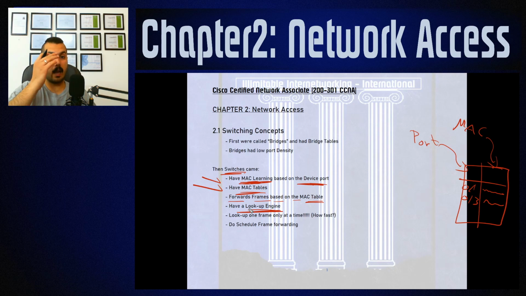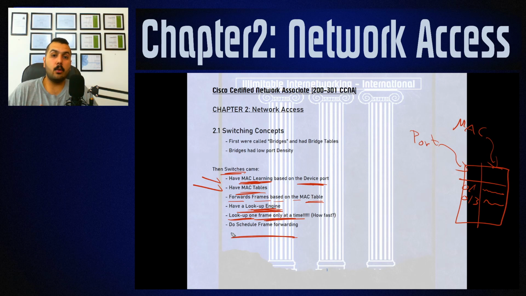After that switching process is completed entirely, then I will turn to Elisa and check its request, its frame that is coming from Elisa destined to John. I will look it up and switch it to John. So this is the lookup engine. It does look up only one frame at a time using queuing.